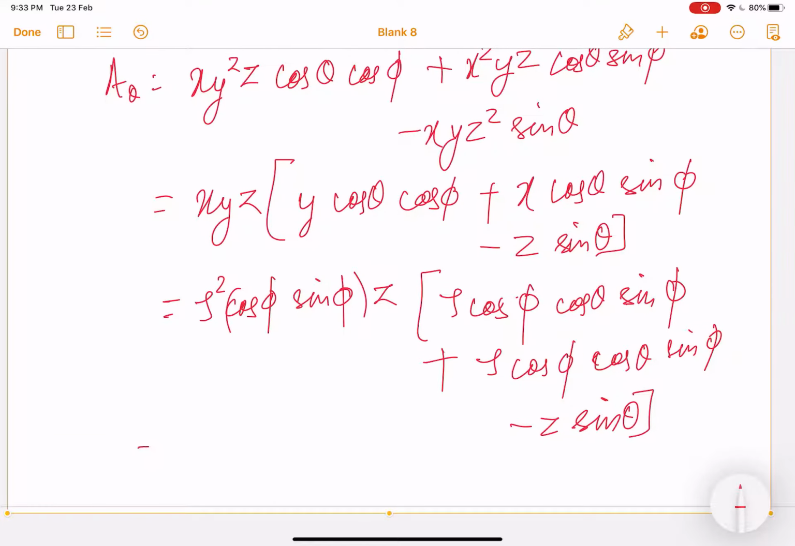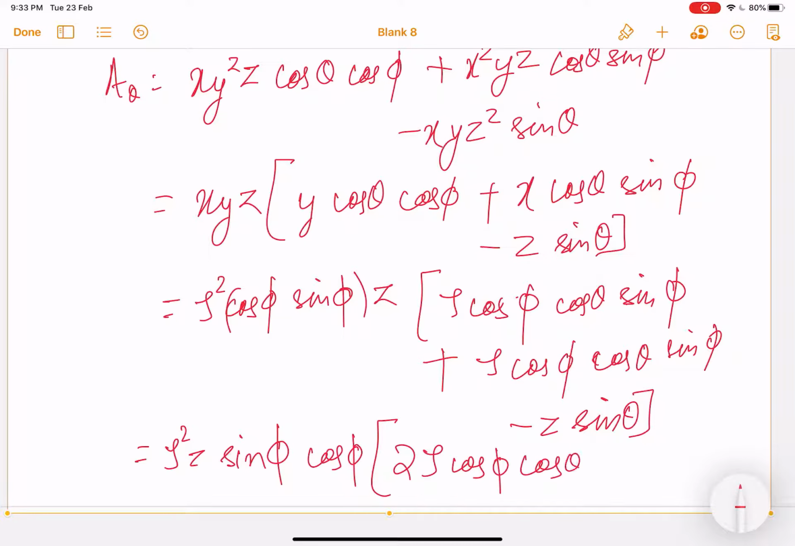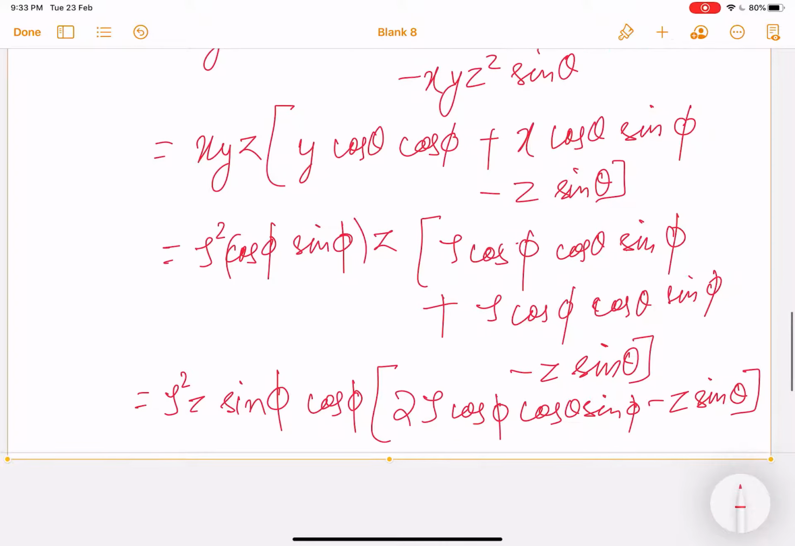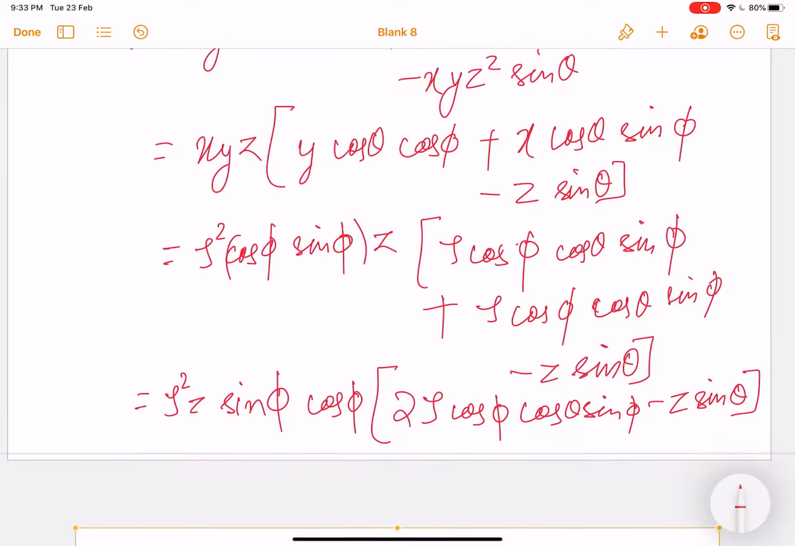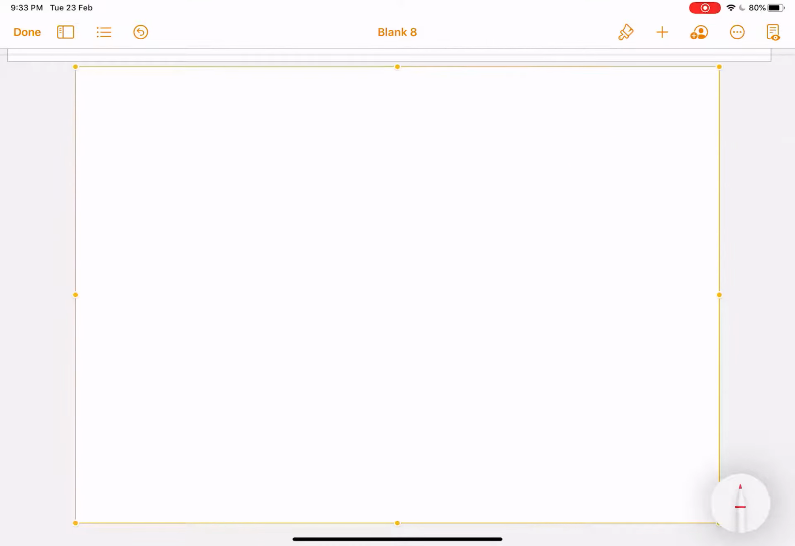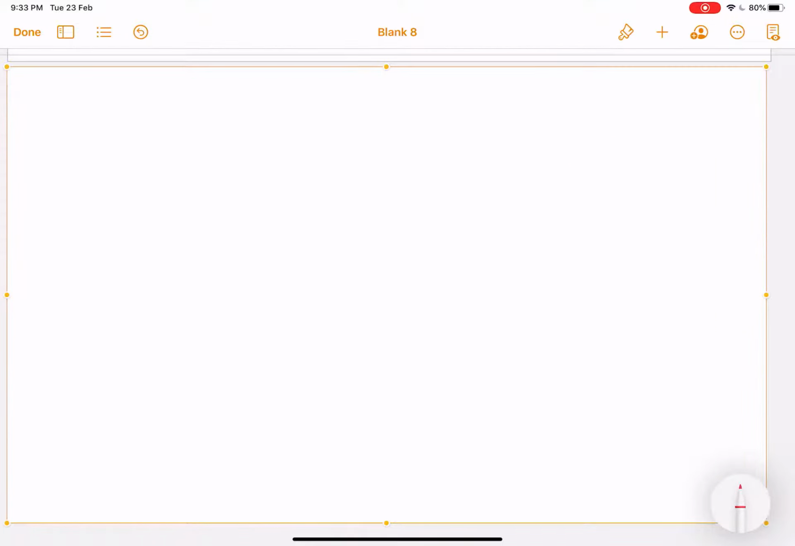Alright, so what shall I write over here? Sine phi cos phi, then whole into 2 rho cos phi cos theta sine phi, minus z sine theta. Now great. Then next, it's very lengthy, anyways, what is it equal to?